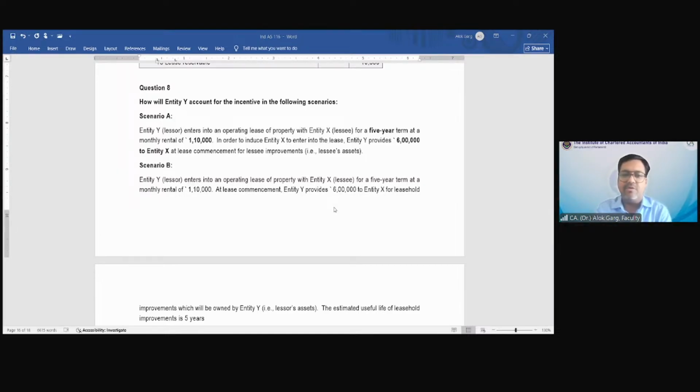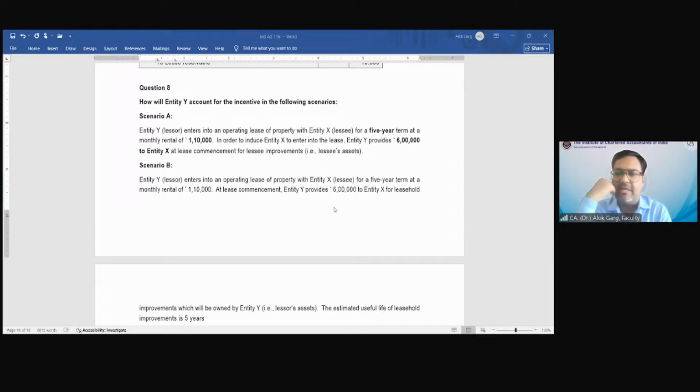What will the lessor do? The lessor has given the incentive. Lease incentive to cash, bank. Lease incentive to cash in lessor's books. See, from the lessee's perspective, this lease incentive has to be deducted, right? And the lessor has to pay the lease incentive. But the money the lessor has paid today, what accounting will the lessor do?